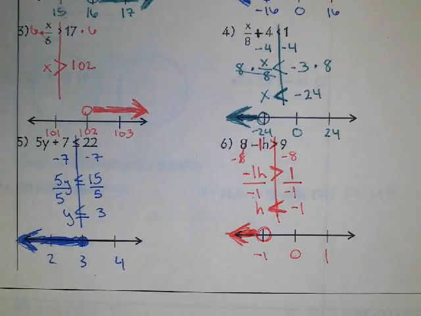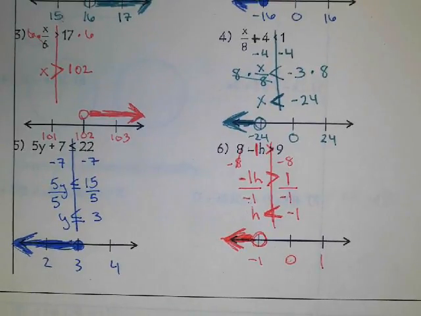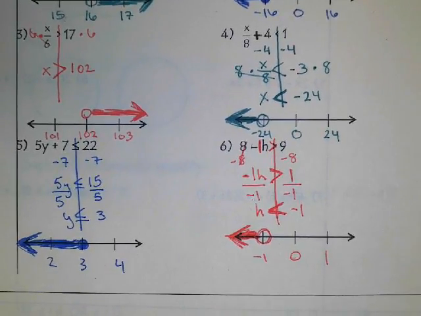And that's the main part about how multiplication and division affects the inequality. That whole multiplying or dividing both sides by a negative will flip the direction of our inequality sign.